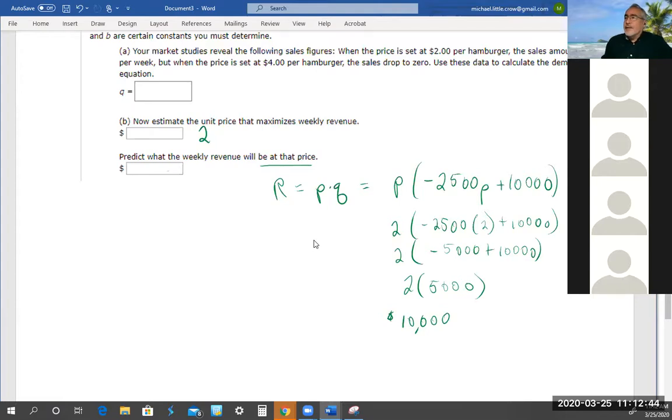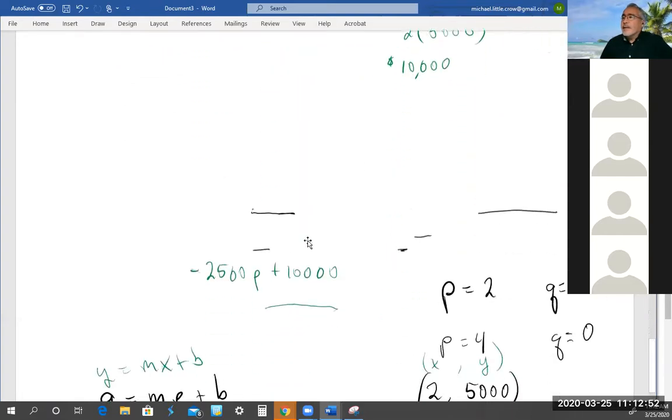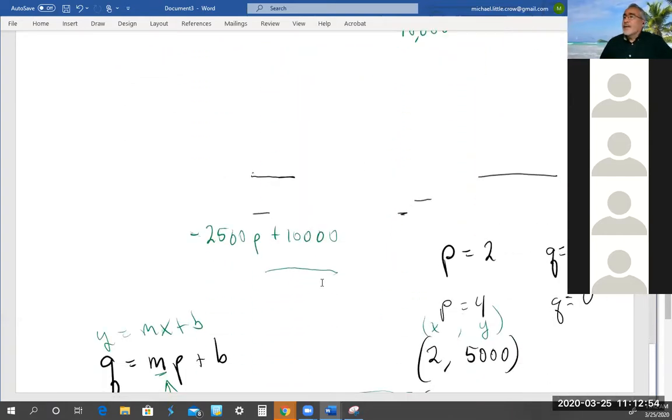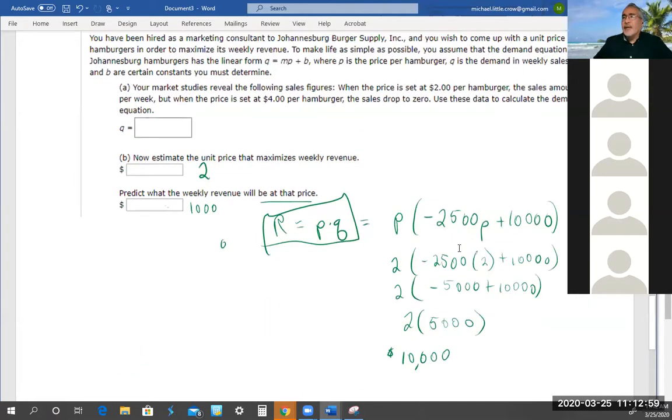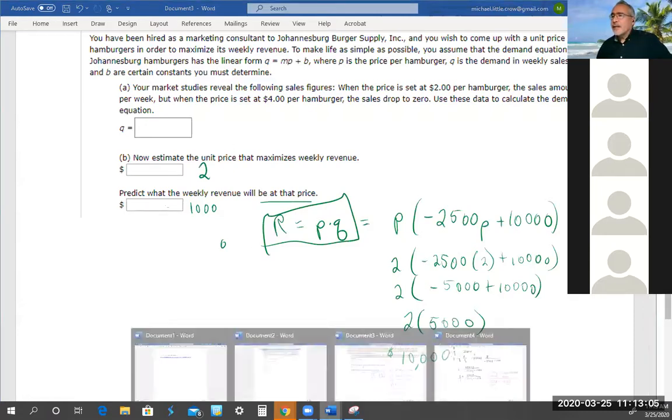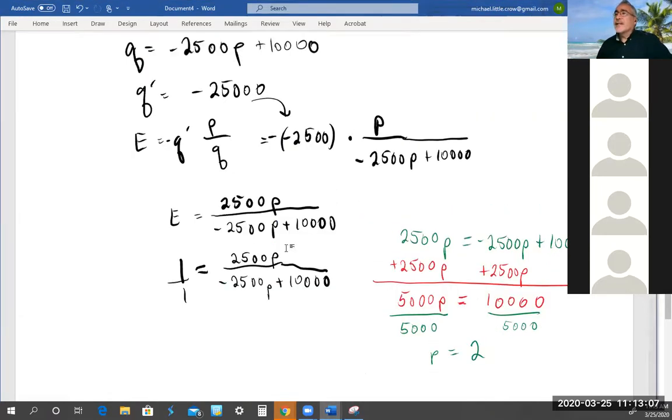And going back to find the maximizing weekly revenue, when you move the 2,500 P to the other side of the equation, yes, that was because of the 1 over 1. Yes, I did a cross multiply because we always end up with a fraction. Let me see if I got that. Yeah, I get it. Gotcha.